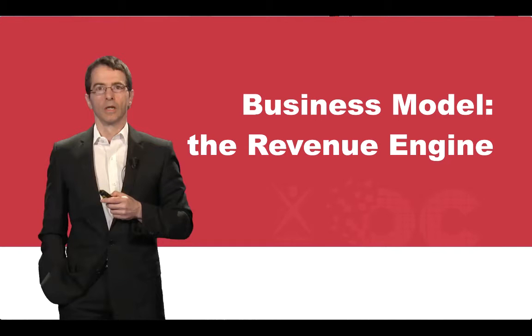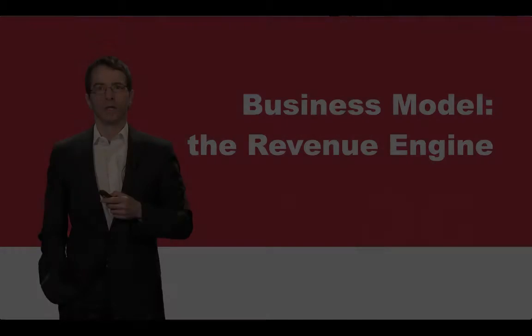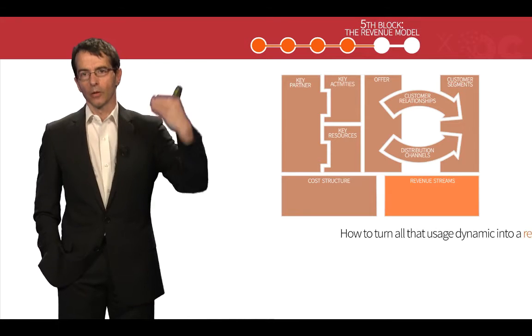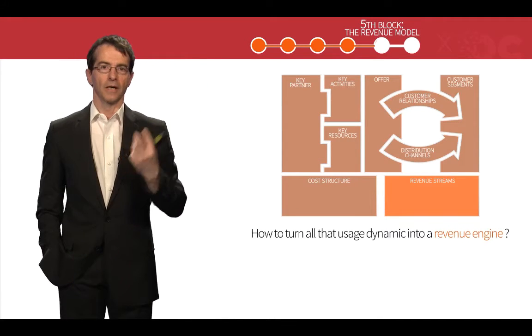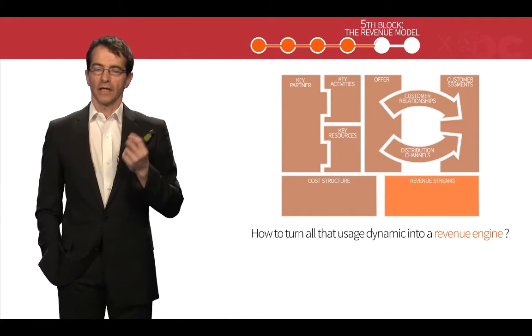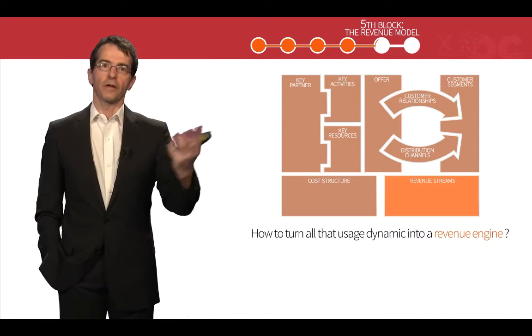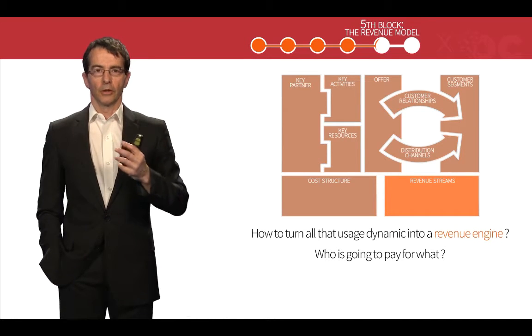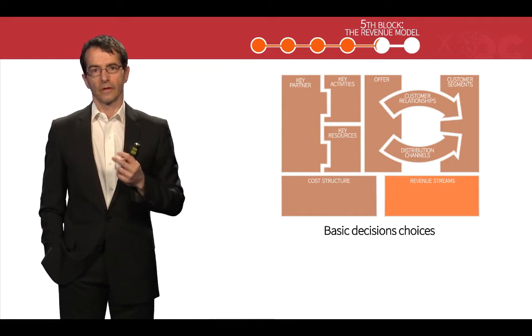And the fifth and last block on the right is the revenue model. It's really how you're going to turn all that usage dynamic that we described into a revenue engine. In other words, very simply, who is going to pay for what? The basic decision choices are simple.